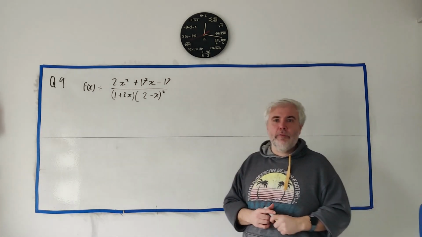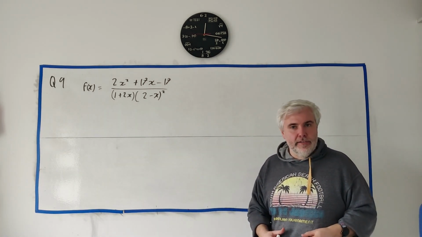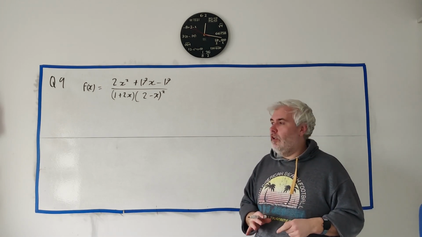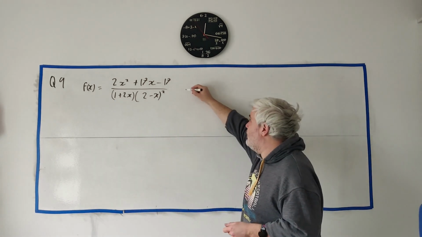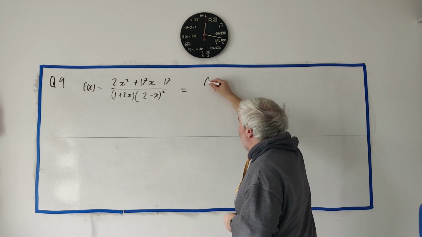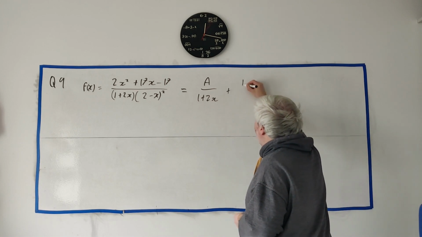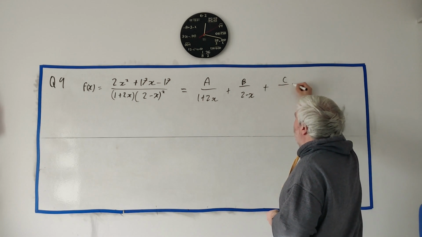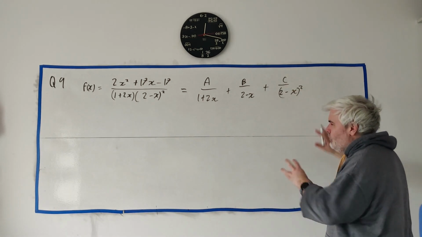What you need to remember for partial fractions is there's a couple of forms you need to recognize. With a bit of study, and it's not too scary, you'll go, these come up all the time. A partial fraction that looks like this can be broken into 2 different ways. The one we're going to use today would be A over 1 plus 2x, plus B over 2 minus x, plus C over (2 minus x) squared. This is what we're going to use today.